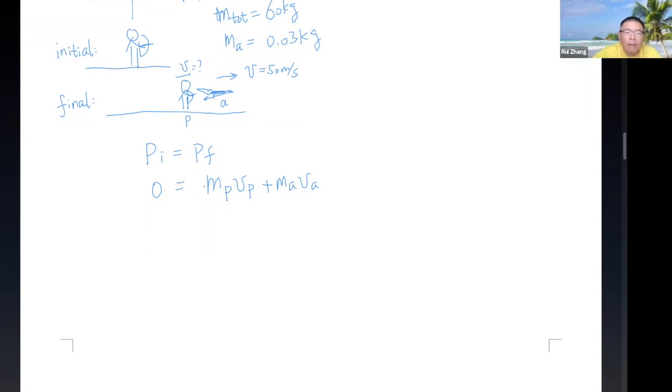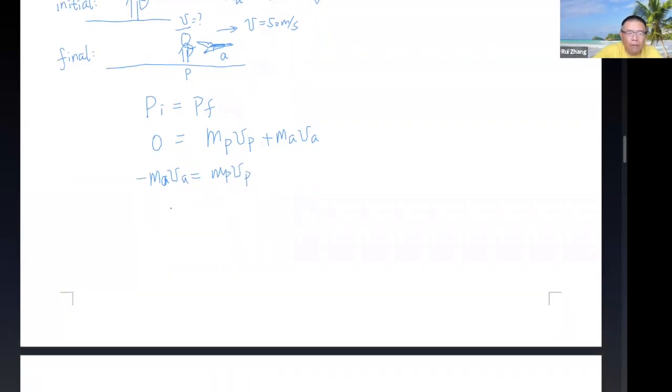So I manipulate the formula first. If we move this term to the left, you have a negative MAVA equals MP VP. Then we'll have VP equals negative MAVA divided by MP. Then we plug in numbers here.